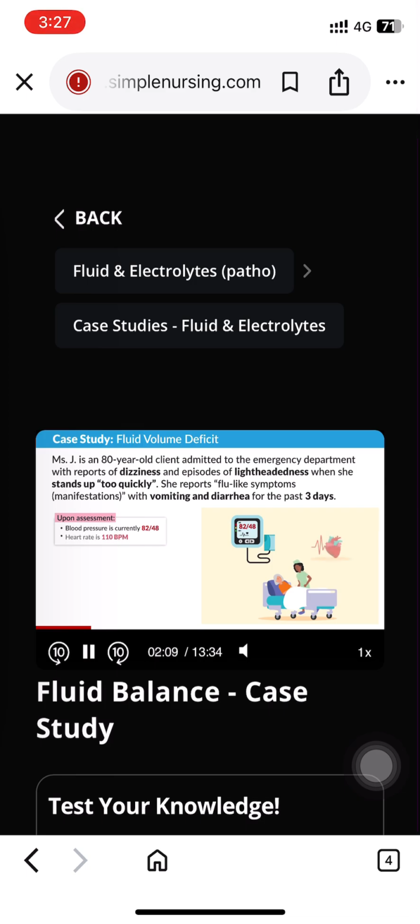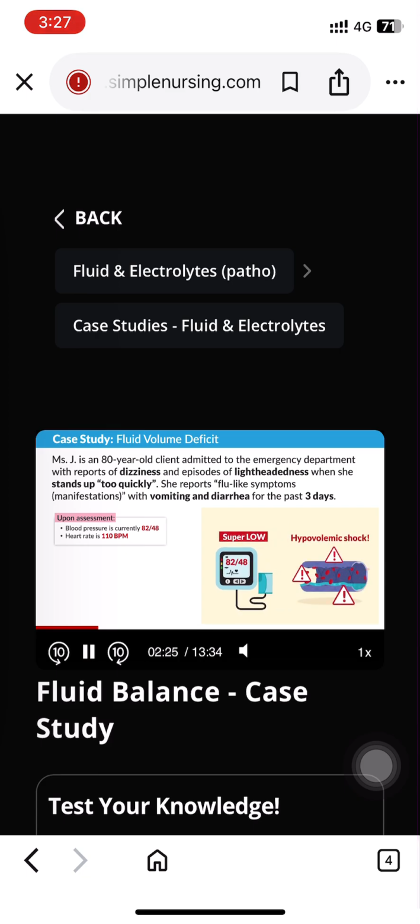82/48, and the heart rate is 110 beats per minute. Oh my goodness, 82/48 blood pressure is super low. So let's go ahead and call the nurse. Wait a minute, you are the nurse. So this client is on the verge of total cardiac collapse with that hypovolemic shock.